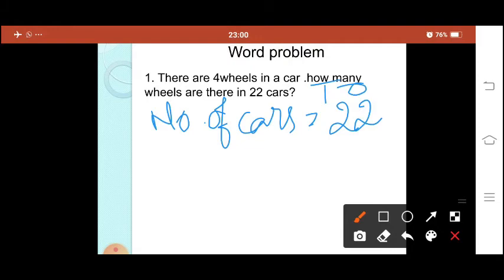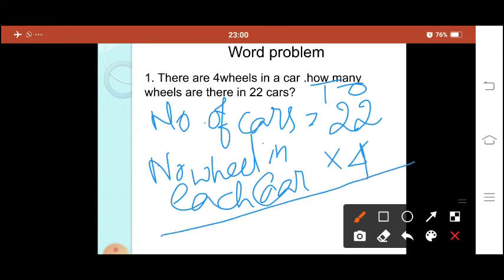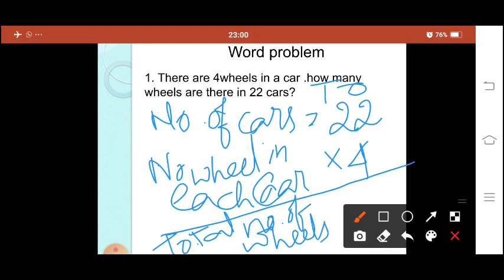So number of wheels in each car, okay, is equal to 4. So total number of wheels equal to 4. 2 4s are 8. 2 4s are 8. Okay.